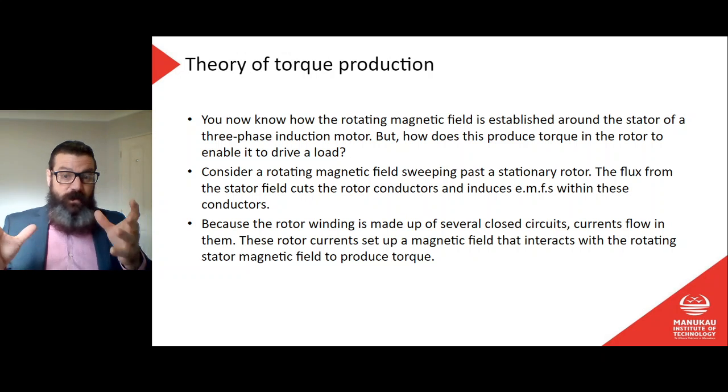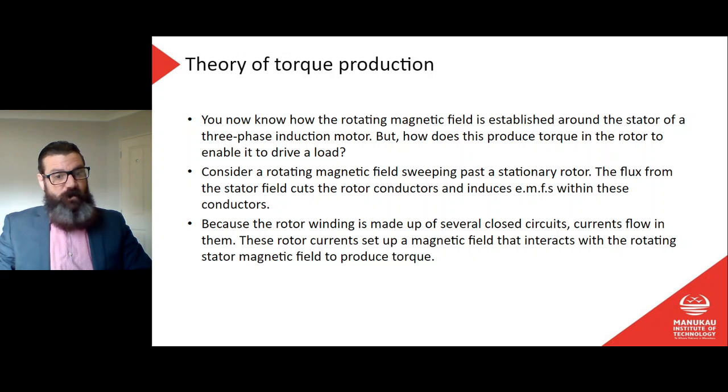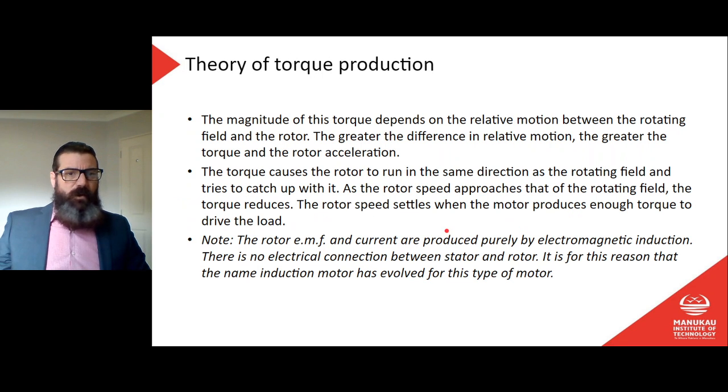The rotor currents will then set up a magnetic field that interacts with the rotating stator magnetic field to produce torque. The magnitude of this torque depends on the relative motion between the rotating field and the rotor. The greater the difference in relative motion, the greater the torque and the rotor acceleration. The torque causes the rotor to run in the same direction as the rotating field and tries to catch up with it. As the rotor speed approaches that of the rotating field, the torque reduces. The rotor speed settles when the motor produces enough torque to drive the load.